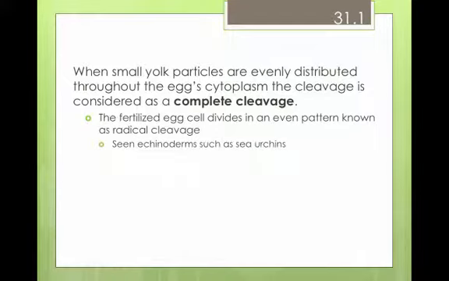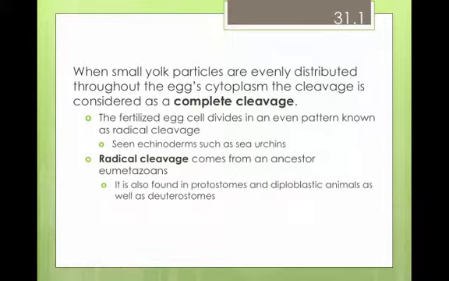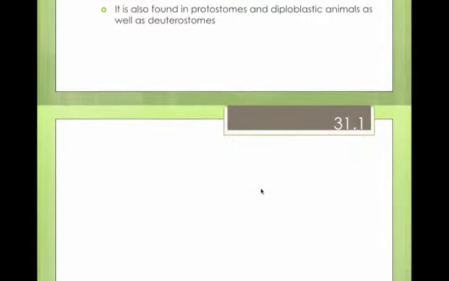And this is seen in echinoderms, such as sea urchins. So radial cleavage comes from an ancestor known as eumetazoans. And it is also found in some protostomes and diploblastic animals such as deuterostomes. And we'll be talking about these groups of animals later on.